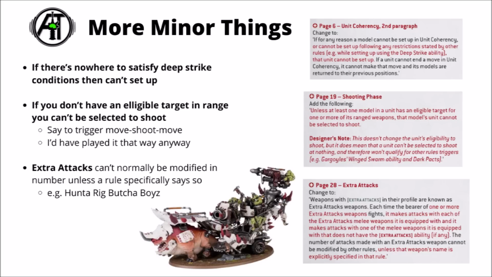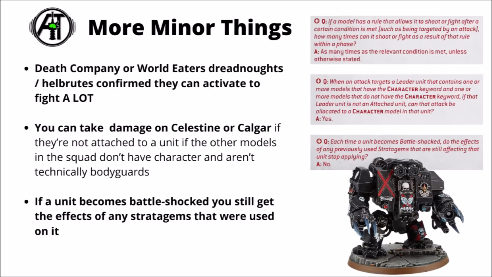overriding general. Death Company and World Eater's Dreadnoughts are confirmed just to be massively dangerous in the fight phase, saying that you can basically activate them as many times as the condition is met. They have those kind of spectacularly dangerous rules which, whenever they're attacked, they can then immediately attack themselves. So say if you charged into a unit and then fought them and killed a bunch of them, when the enemy activates and attacks you back, you then get to make your attacks all over again, and potentially you could be fighting a whole load of times in the fight phase if you're in a big multi-combat somehow.